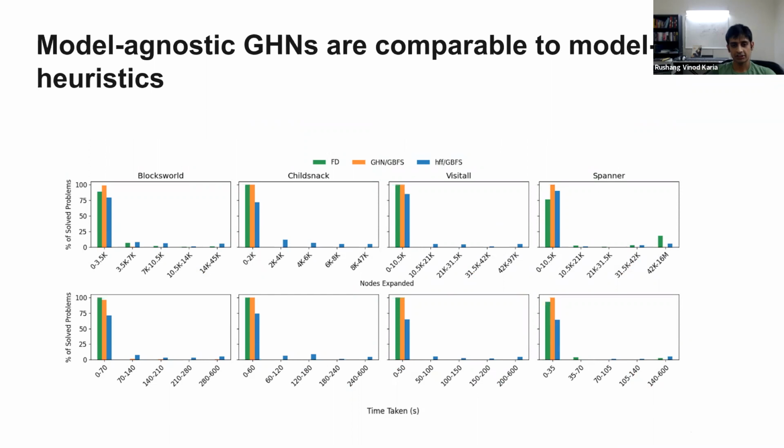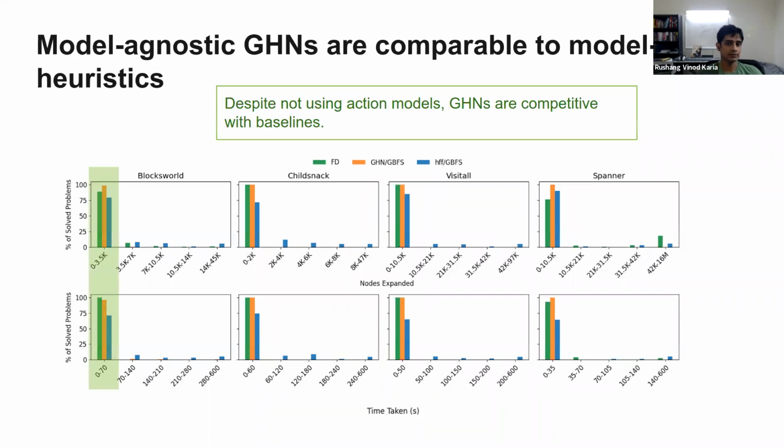In these plots, the top plots represent the effort expended, whereas the bottom ones represent the time taken. In general, taller bars on the left are better. Our approach is the one in orange, and we can see that despite not using action models, GHNs are competitive with the baselines. So for example, in the highlighted block score plot, we can see that the orange bar solves 100 problems in the first bin itself, whereas for the time taken, it solves almost 100% of the problems. And this trend continues throughout the domains, and there are more domains available in the paper.